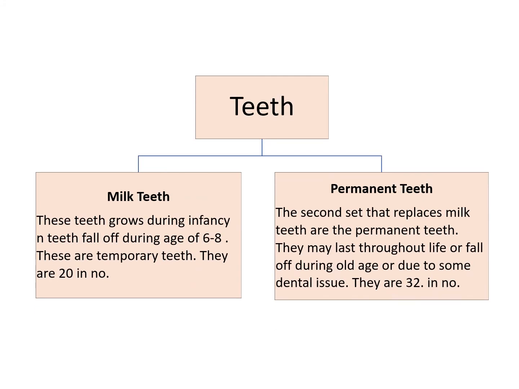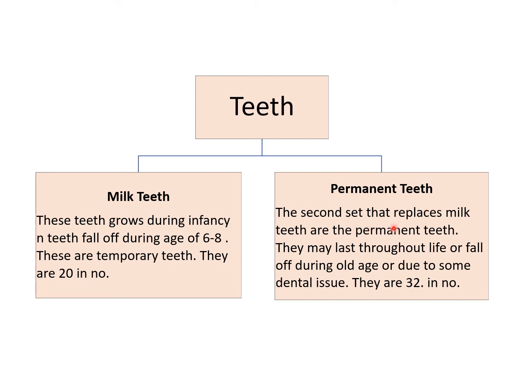Now, apart from the types of teeth, there are also different sets of teeth: milk teeth and permanent teeth. What are milk teeth? These teeth grow during infancy and fall off during the age of 6 to 8 years. These are temporary teeth which appear after a baby is born. When a baby is around 2 to 3 years old, these teeth are there, and they are 20 in number. Later they shed off. They are not permanent in nature, right? They are temporary teeth.